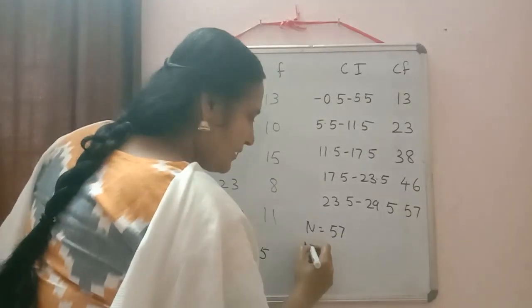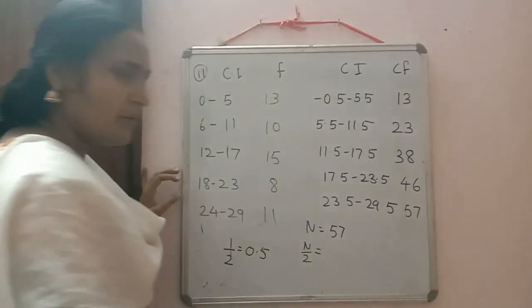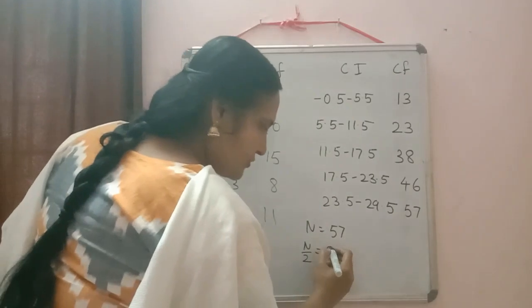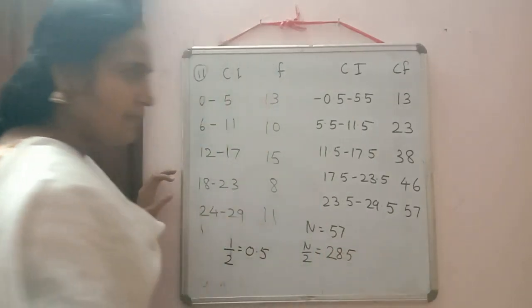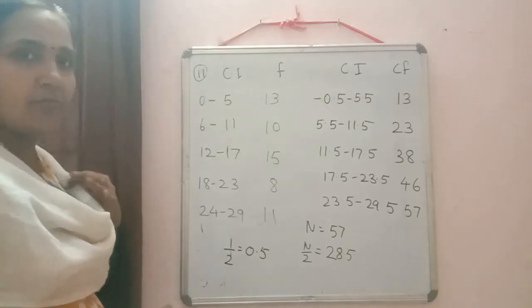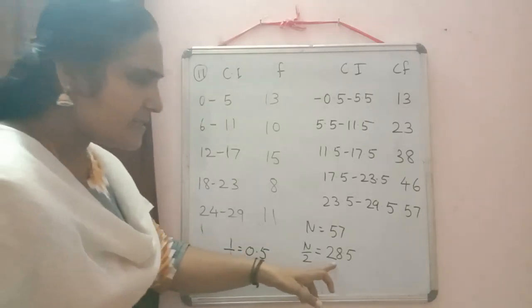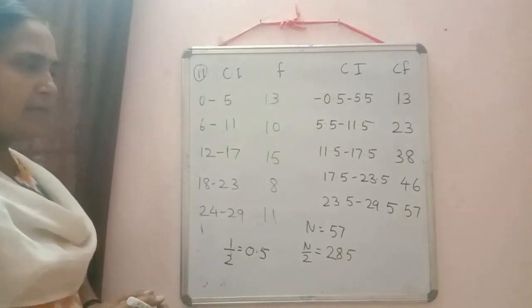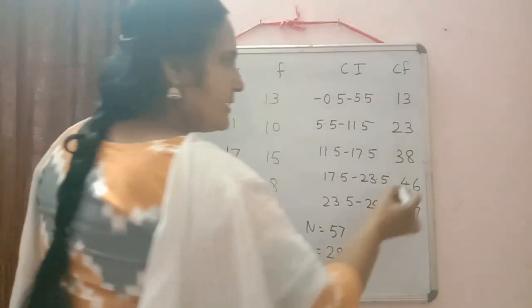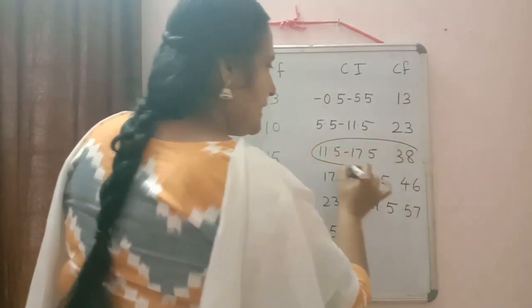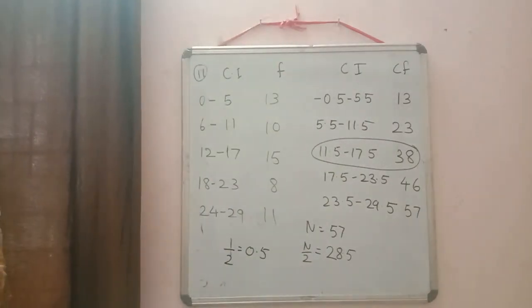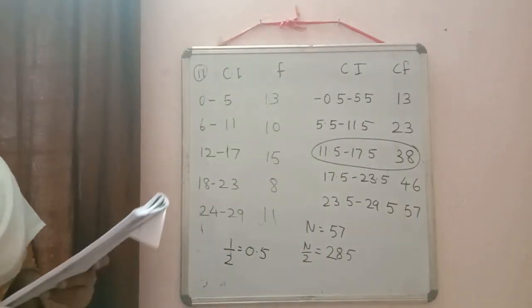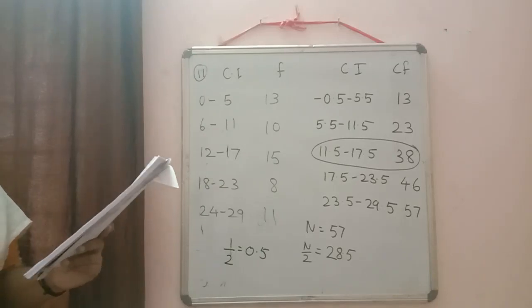Now what we are doing? We are calculating n by 2. What will come n by 2? Yes, 2 2s are 4. Then 2 8s are 28.5. So just check the cumulative frequency just greater than 28.5. That is 38. So your median class will be equal to 11.5 to 17.5. And after that you don't have to calculate the median.